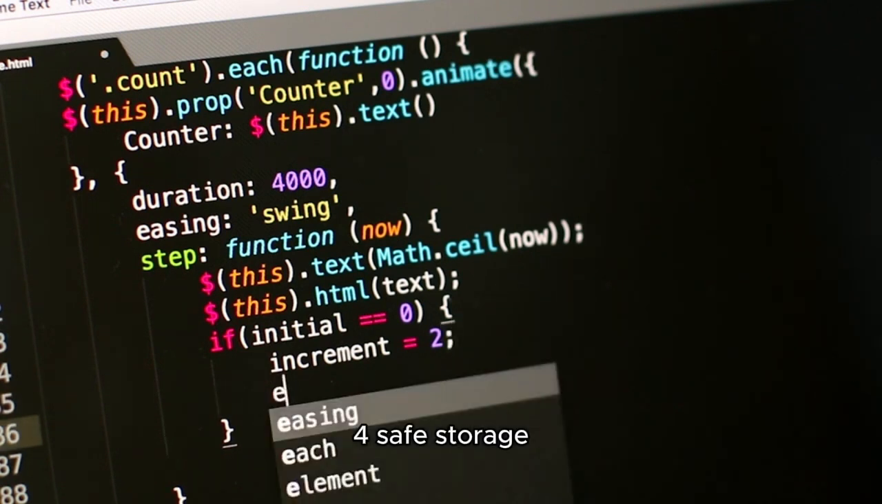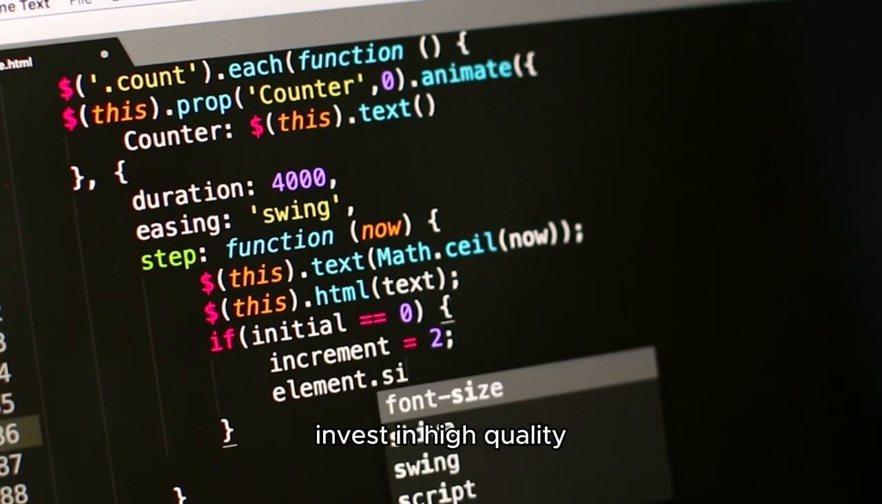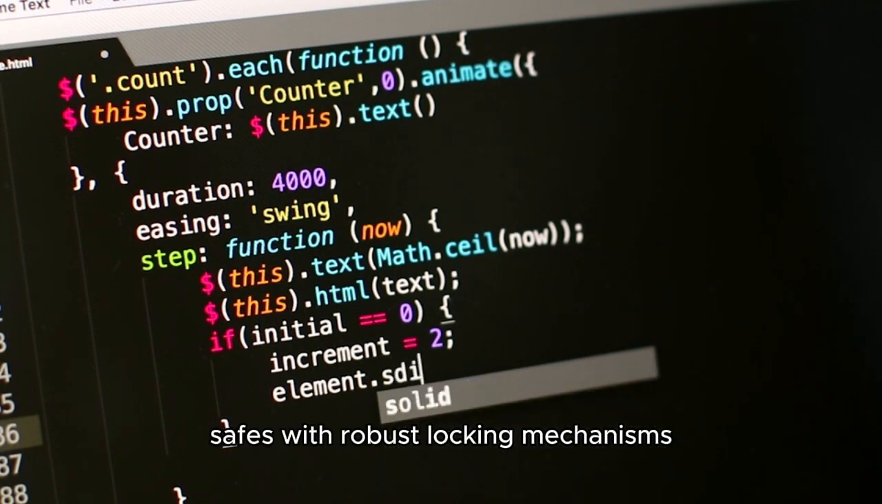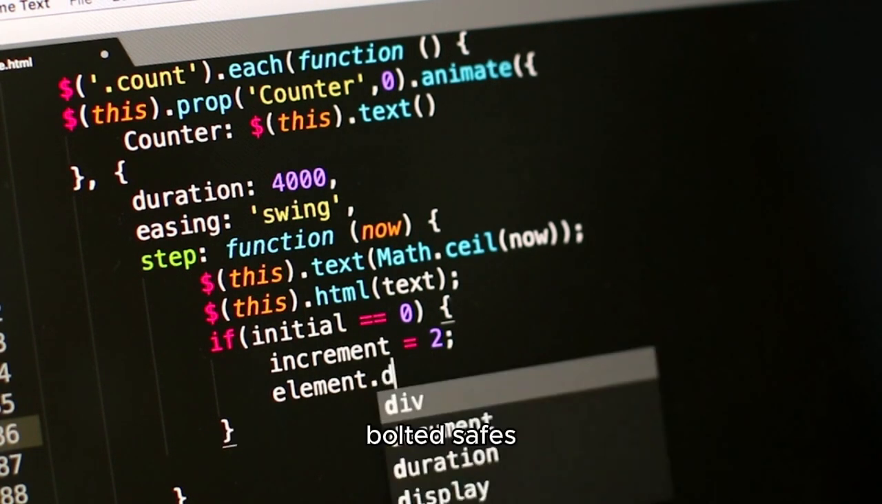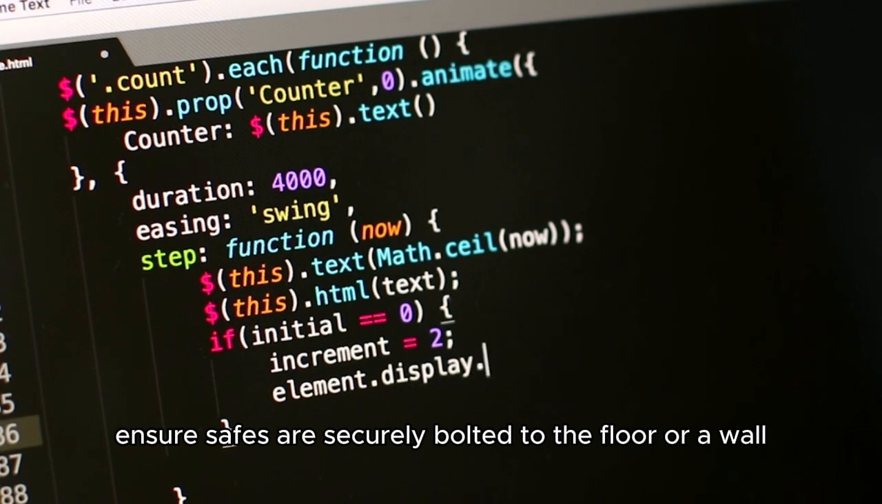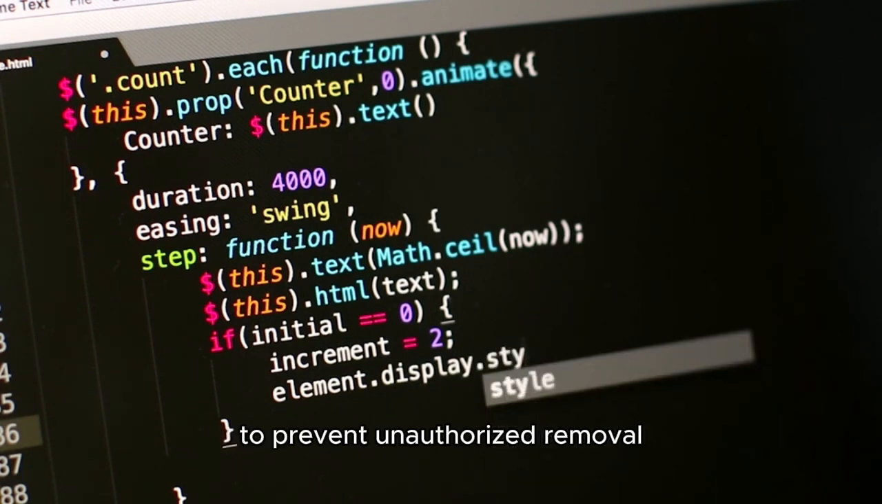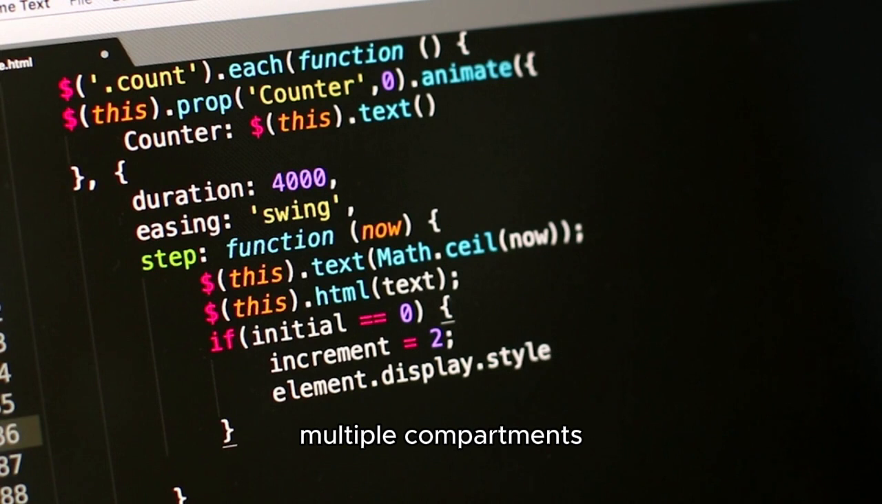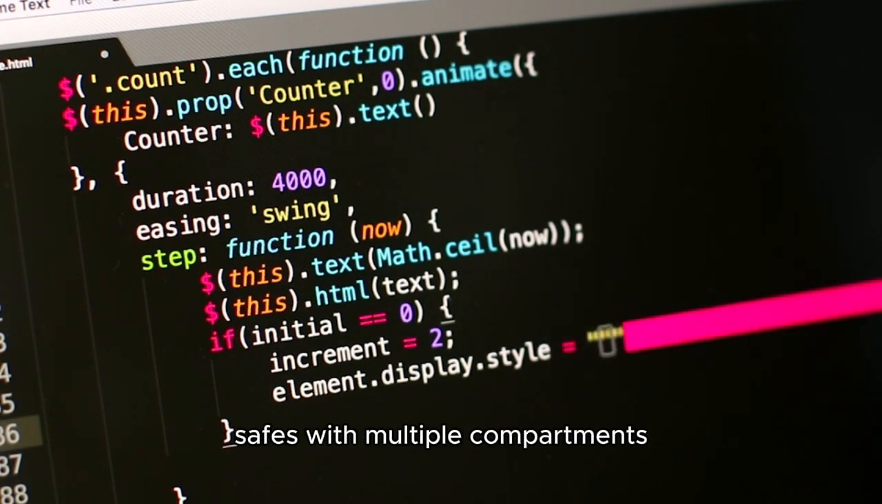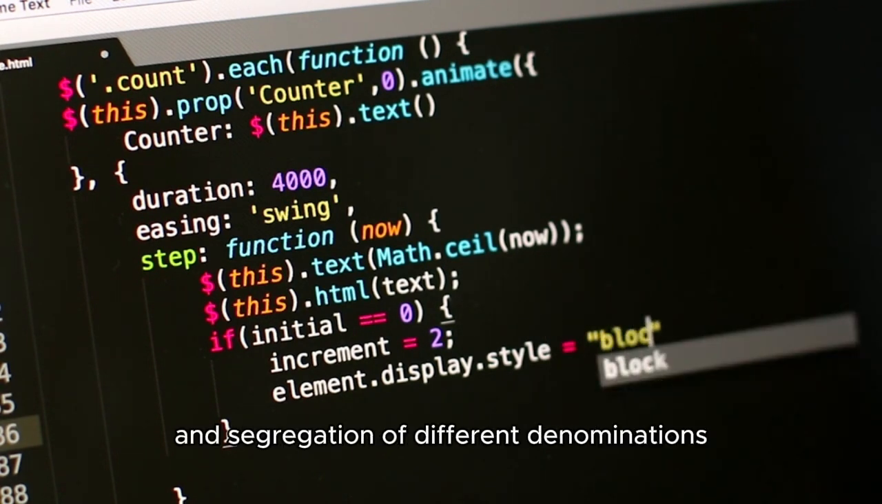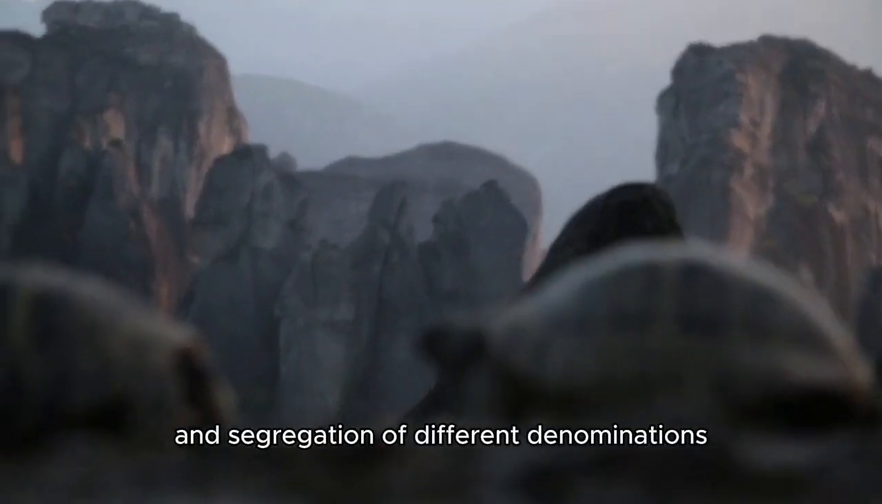4. Safe storage. Secure safes. Invest in high-quality safes with robust locking mechanisms. Bolted safes. Ensure safes are securely bolted to the floor or a wall to prevent unauthorized removal. Multiple compartments. Safes with multiple compartments allow for organized storage and segregation of different denominations.